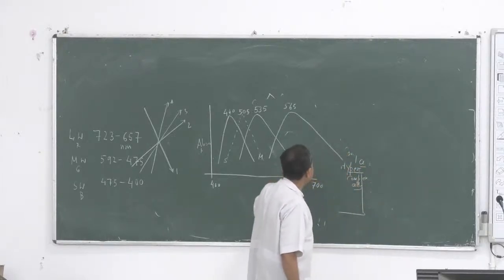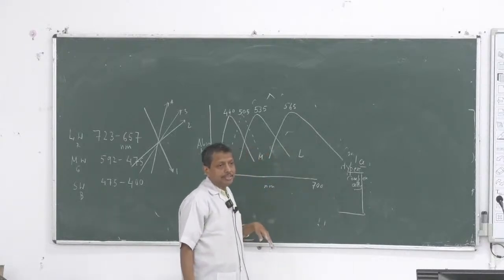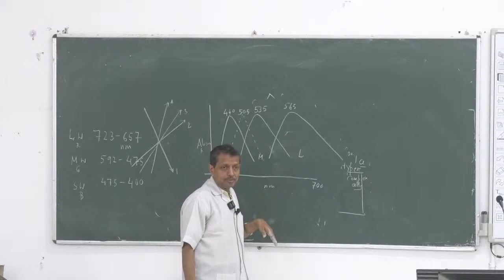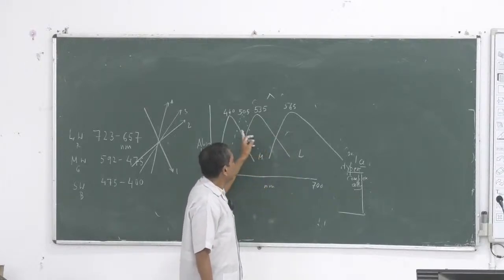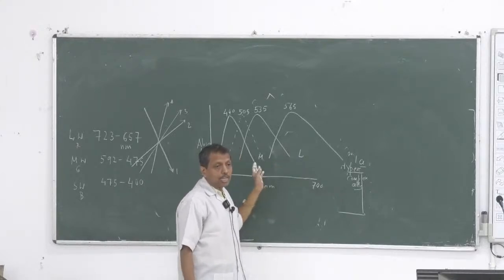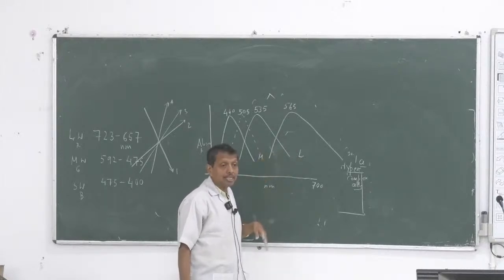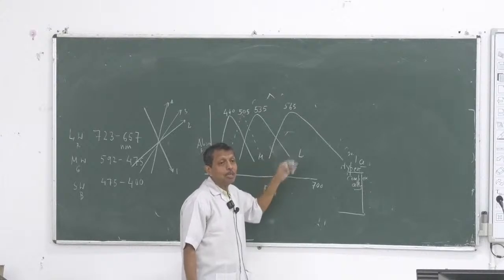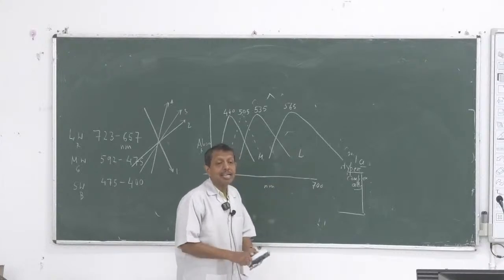Their opsins are similar, with 96% homology between red and green. They have 43% homology to that of the blue pigment, and 41% homology with that of the rod cell opsins, all three being separate.